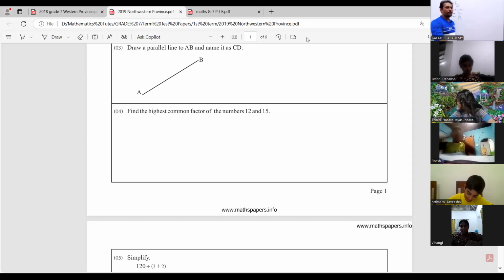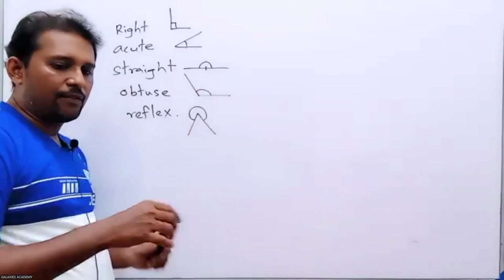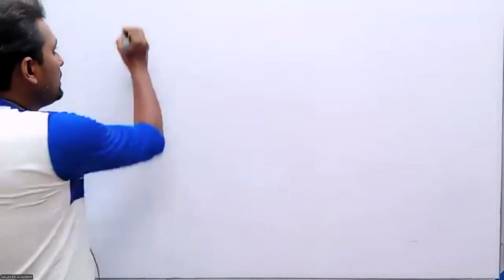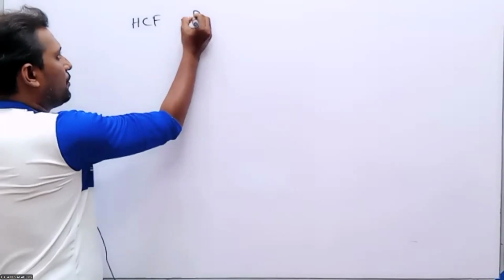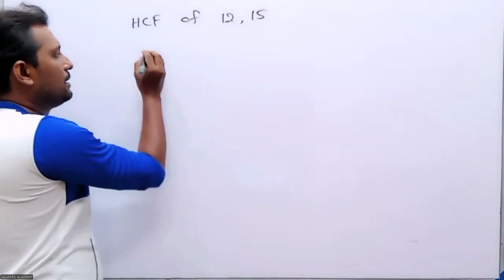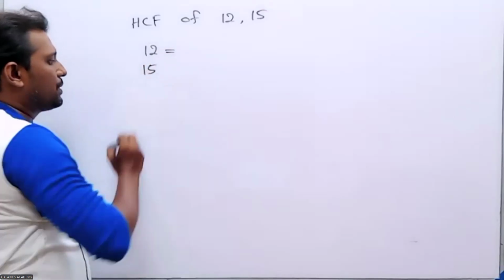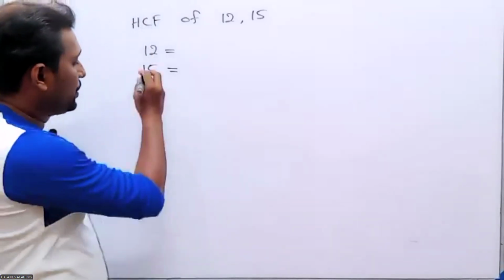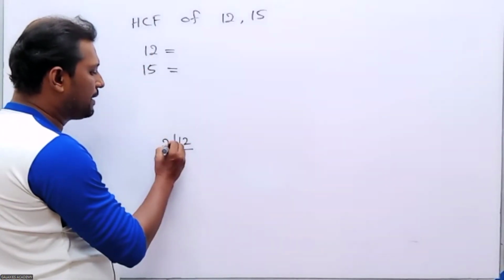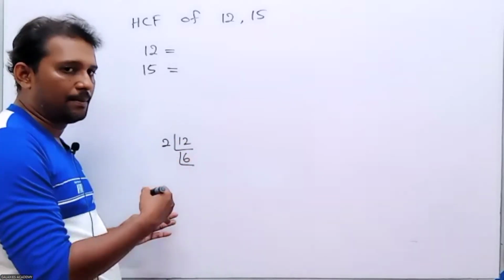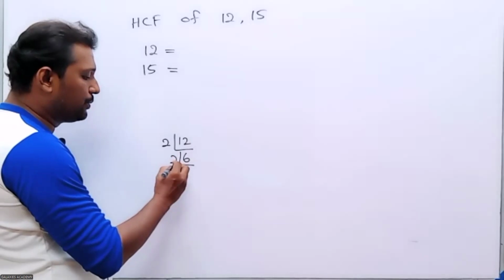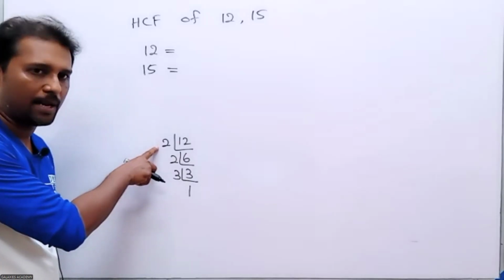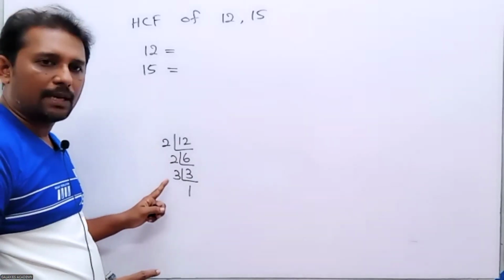Right. How can you find the HCF of 12 and 15? For 12 and 15, first you have to write them as the product of prime numbers. 12, you can divide by 2. 6, you have to divide by the prime numbers. 6 divided by 2 is 3. 3 divided by 3 is 1. So 12 you can write as the product of prime numbers: 2 multiply 2 multiply 3.